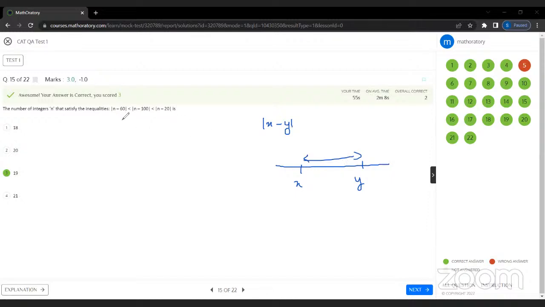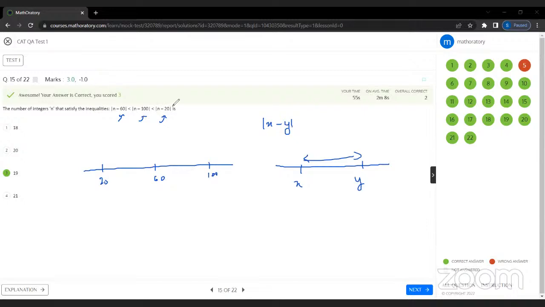So what are the critical points here? 60, 100, and 20. For a small variation, if this had been n plus 100, I would have visualized it as n minus minus 100, that is, the distance from minus 100. So just collect the critical points and map them in proper sequence: 20, 60, and 100. By proper sequence I mean on the number line. This gap is not relevant; it's not required to be to scale.